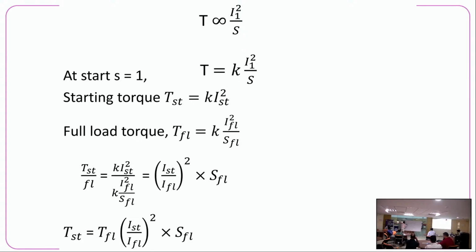Here 3 by omega S cancels. So it is I starting by I FL whole square, into slip at full load, since here slip is 1 and the denominator has the full load slip, so into SFL. So that equation is derived.